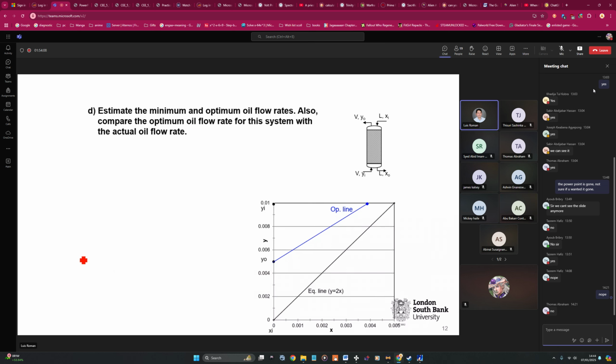And you can also estimate the minimum and optimum flow rates. Remember that for the operating line, the minimum flow rate is when that operating line touches the equilibrium line. So you have this point of the outlet, and the other point is where it touches the equilibrium line. So L over V is related to the slope for that minimum liquid flow rate.